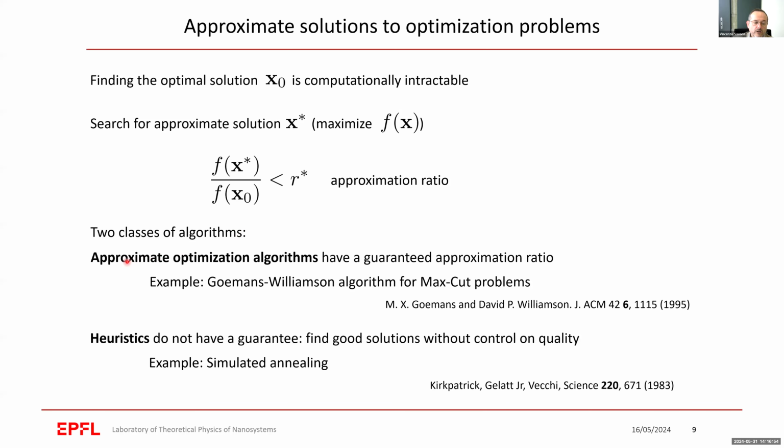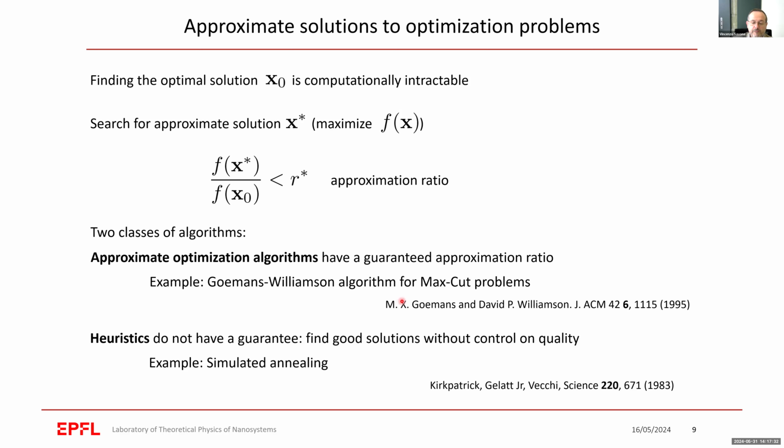There is what we call approximate optimization algorithms. This is where the algorithm has a guaranteed approximation ratio. What does it mean? It means that given the kind of problem to optimize, you know that the approximate optimization algorithm will find a solution which will be close to the optimal solution by at least a given number, which is a given approximation ratio, which is a feature of the optimization algorithm itself.